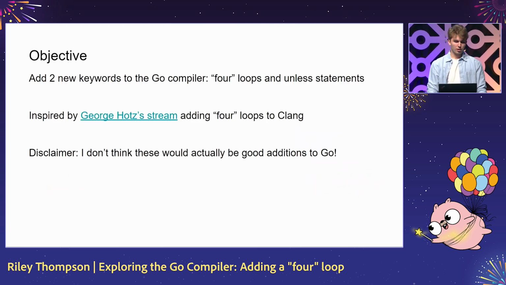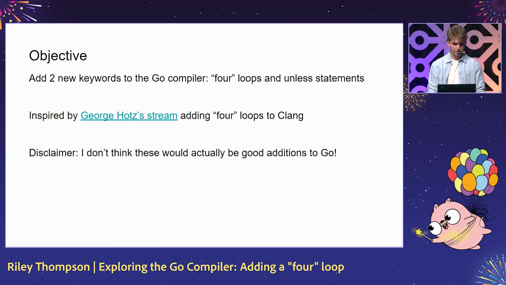Okay, so what is our objective today? We're going to add two new keywords to the Go compiler, for loops and unless statements. The goal of doing this exercise is to get an understanding of the Go compiler and how it works, to see some of the code that goes into adding these features, and to look at some of the tooling that the Go compiler provides us.